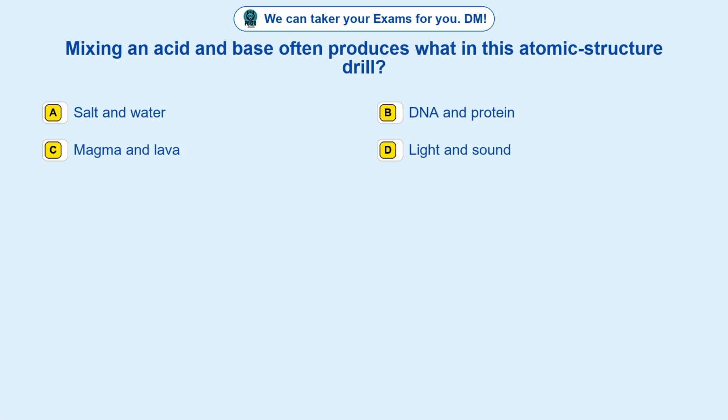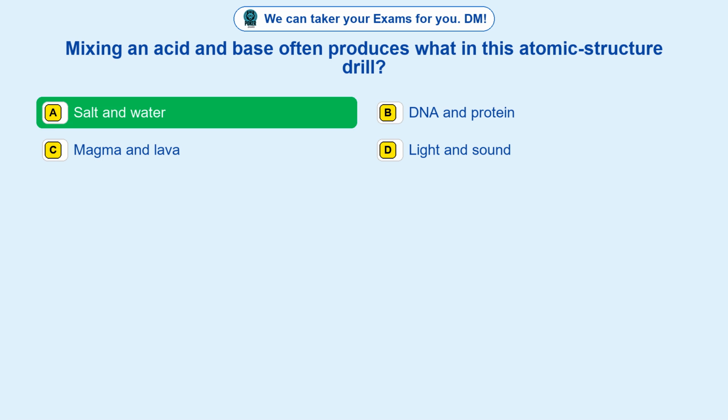Question 38. Mixing an acid and base often produces what in this atomic structure drill? Option A, salt and water. Option B, DNA and protein. Option C, magma and lava. Option D, light and sound. The correct answer is option A, salt and water.